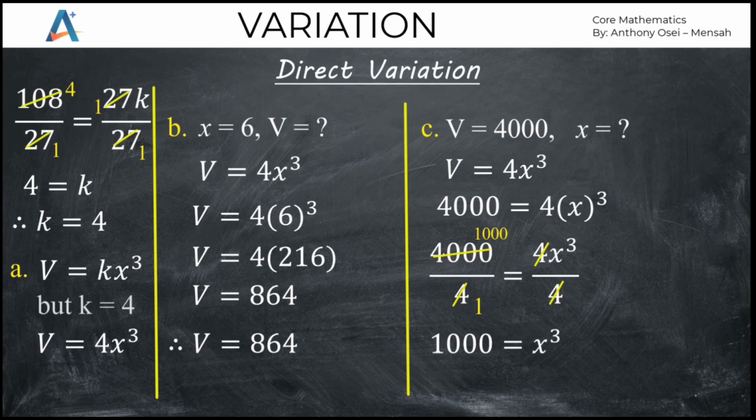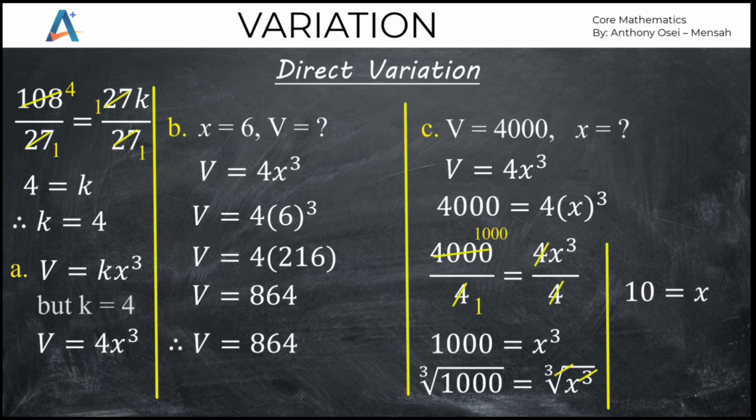So if 1,000 is equal to x cubed, we want to remove the cube. So we find the cube root of 1,000 and the cube root of x cubed. We use the cube root to cancel the cube so that x can be free. And the cube root of 1,000 is 10. And then it is equal to x. So therefore the value of x will be 10. So in this question, the value of x will be 10 when v is 4,000. So you have to take note of this. So this answers the question for this direct variation.